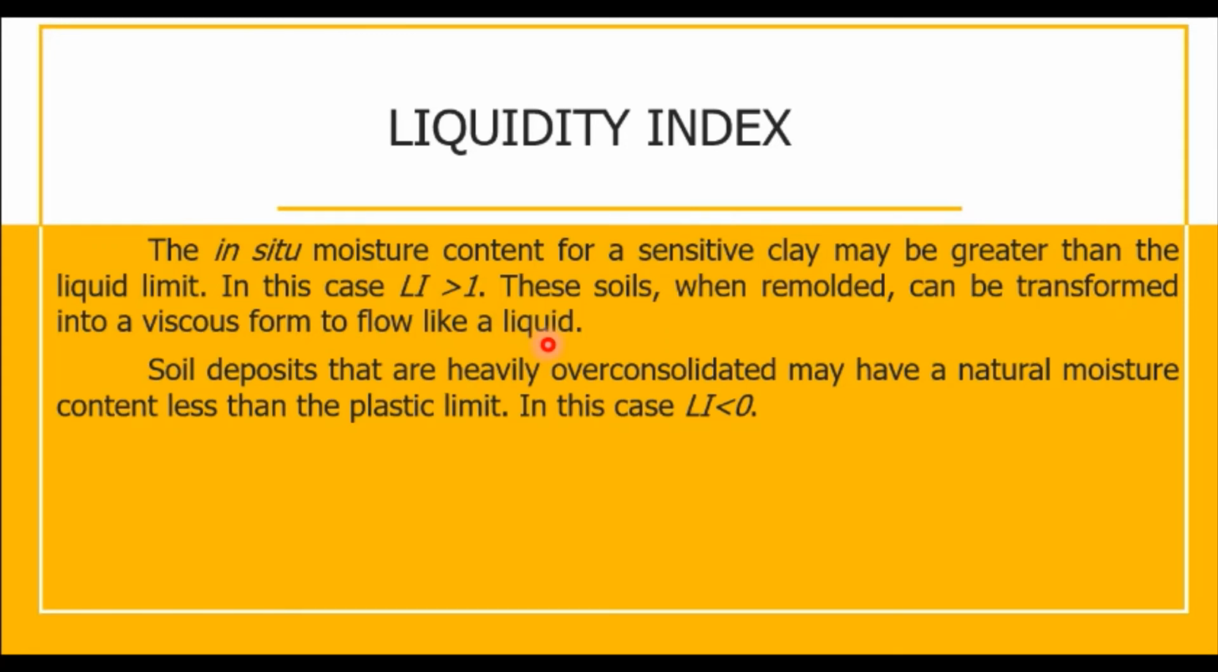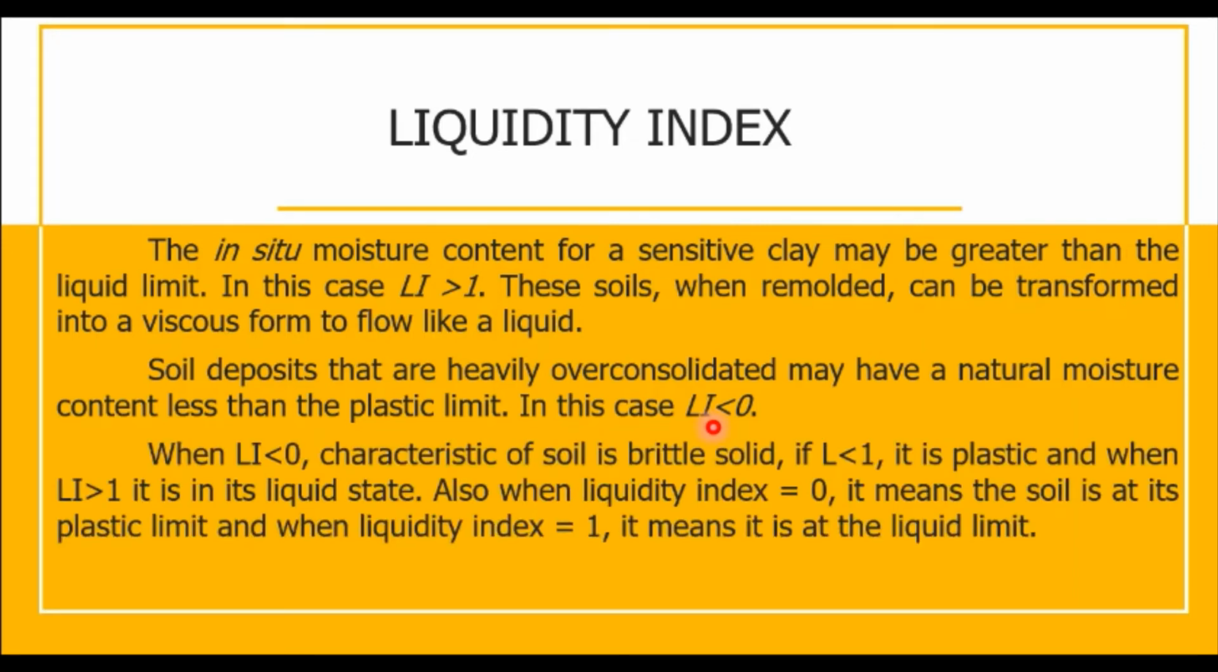Soil deposits that are heavily over-consolidated may have a natural moisture content less than the plastic limit, and in this case, LI is less than 0. And when LI is less than 0, the characteristic of the soil is a brittle solid. If LI is between 0 and 1, it is plastic, and when LI is greater than 1, it is in its liquid state. When the liquidity index is 0, it means the soil is at its plastic limit. And when LI is 1, it means that the soil is at its liquid limit.